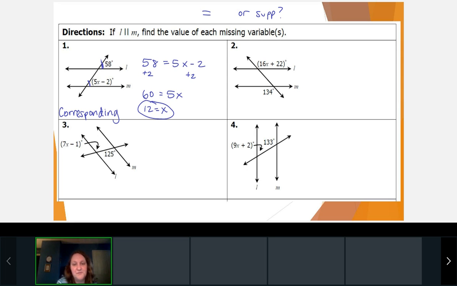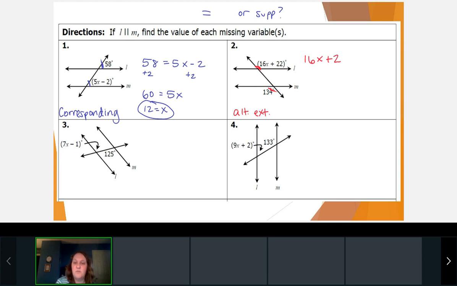All right, let's look at number 2. What kind of angle relationship are these angles? Are they corresponding, alternate interior, alternate exterior, or consecutive interior? What do you think? Yay, these are alternate exterior angles. They are on the outside of the parallel lines, and they are on different sides of the transversal. So they are alternate exterior. Alternate exterior angles are congruent when the lines are parallel.